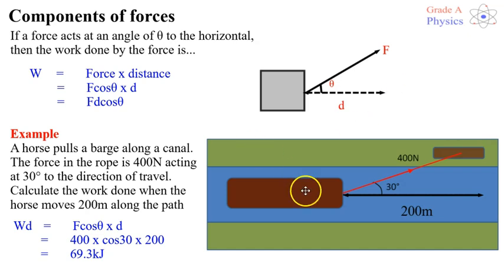Anyway, we have the barge is moving forwards by 200 meters. That is our distance. The force is 400 newtons in my made-up example, and we need the component acting forwards. So that's going to be 400 multiplied by cos 30. So that's this forward component, and then we multiply by 200, and that will give us our work done.